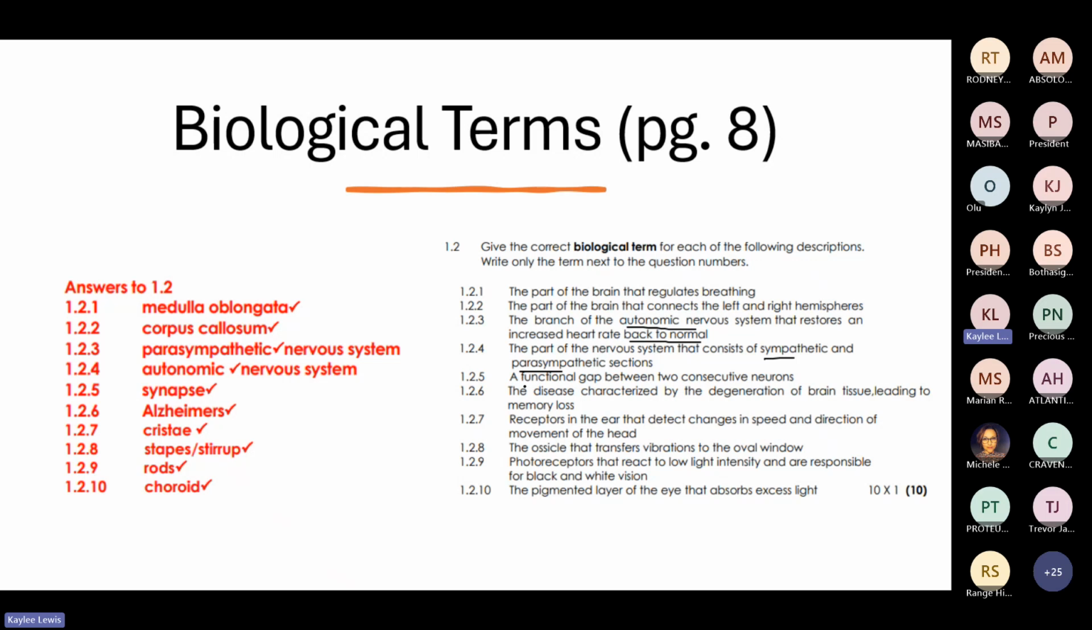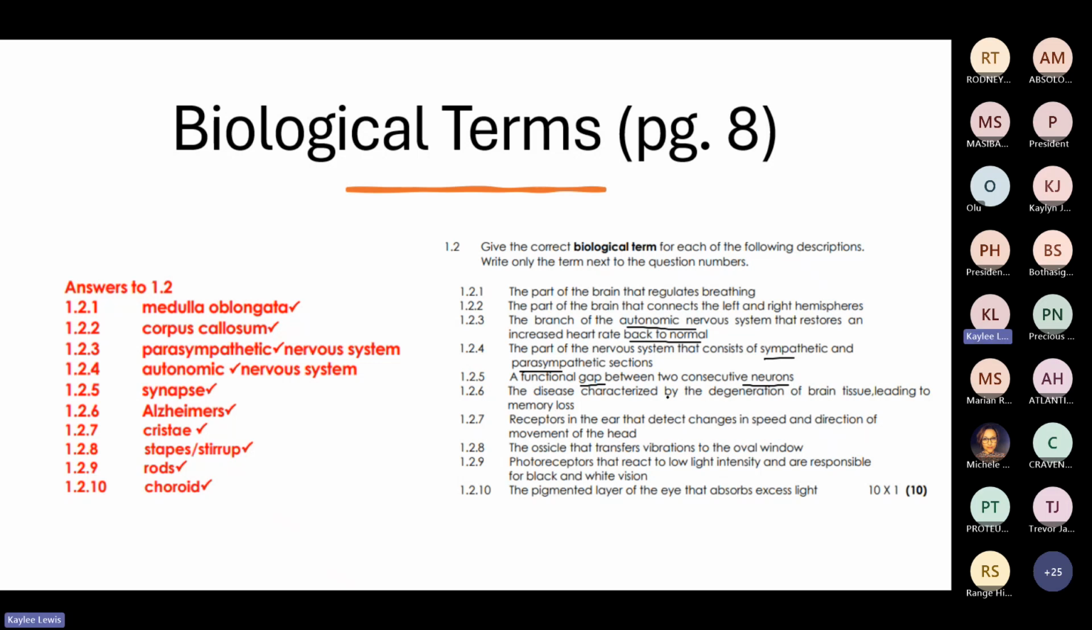1.2.5, a functional gap between two consecutive neurons. So a gap between two neurons, and that would be a synapse. Remember, that is how the impulse jumps from one neuron to another.